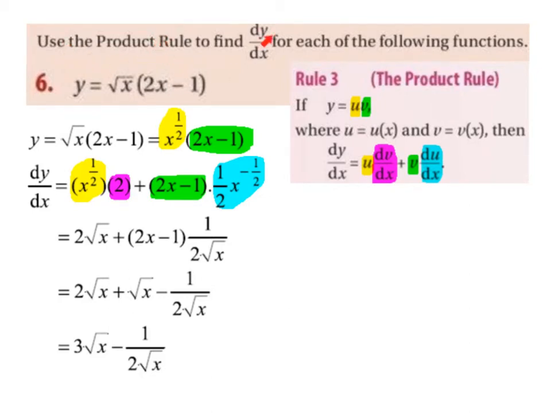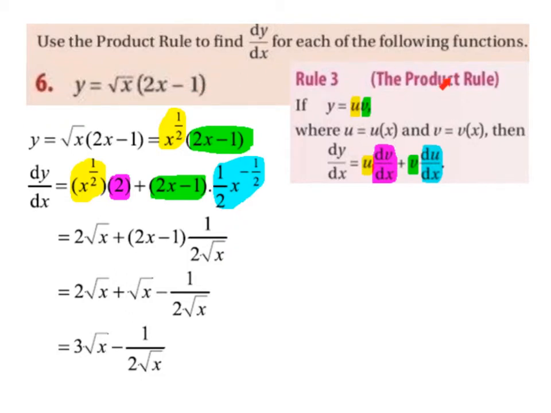Use the product rule to find dy dx, the derivative for each of the following functions. y equals root x times 2x minus 1. So root x is stuck onto a set of brackets, and brackets means multiply. So we're multiplying root x by 2x minus 1. So that's why we can use the product rule.